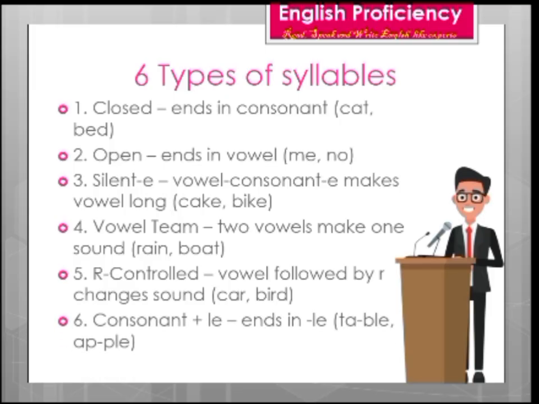Then the last is the consonant plus le syllable. So here is when your word ends with a consonant, then le at the end. For example, a word like table, jungle, apple. So you see that the sound is changing when you get to this kind of syllable. Alright, just for the sake of head knowledge, let's continue to the next part of today's lesson.